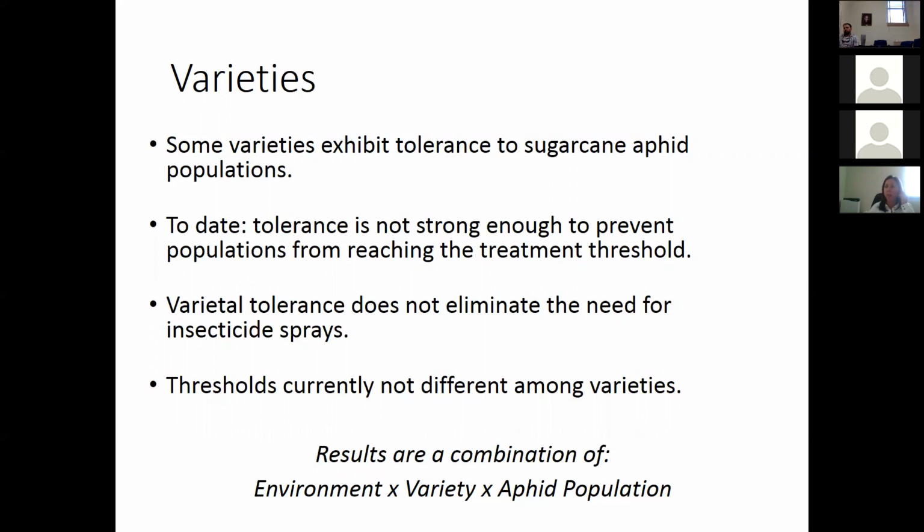The first thing I want to say, though, is that even though some of these varieties do exhibit tolerance to sugarcane aphid populations, they'll slow their development, but they don't generally eliminate the need for an insecticide spray, especially under high pressure situations. So even though you grow a tolerant variety, it doesn't mean that you can not scout for these pests or not expect to put out an insecticide application, but it might buy you some time in between scouting and in between detection and when they're actually going to reach the economic threshold.